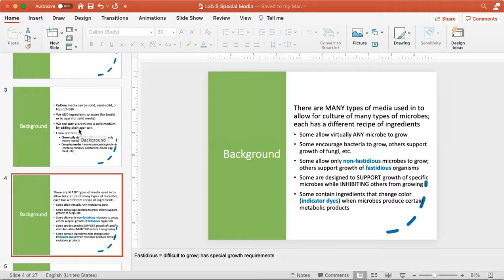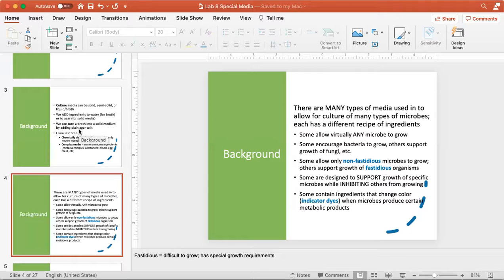Remember, we do have media that specifically encourage bacteria to grow, and we have other media that specifically support the growth of fungi. Remember Sabouraud media. But a lot of media will allow both of those microbes to grow.